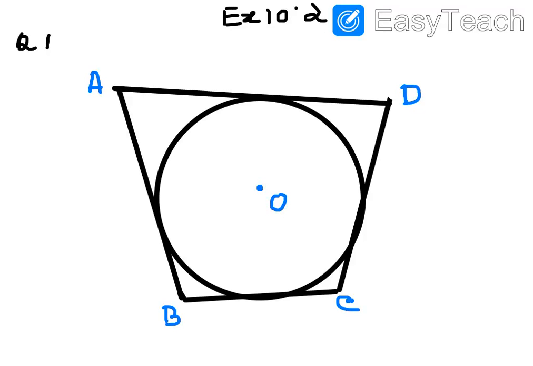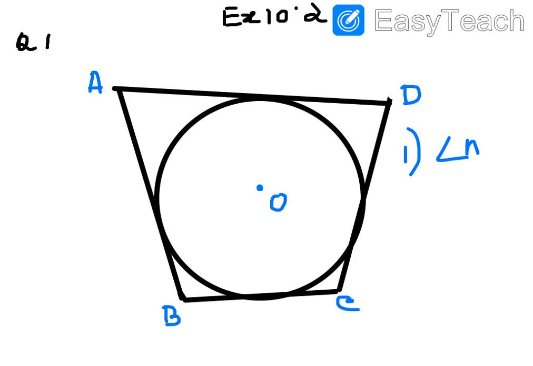Prove that opposite sides of a quadrilateral circumscribing a circle subtend supplementary angles at the center of the circle. Now here it is given ABCD is a quadrilateral circumscribing a circle whose center is O. We have to prove that angle AOB plus angle COD is equal to 180 degrees.